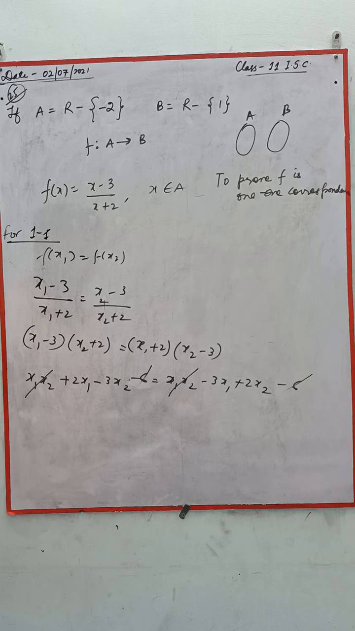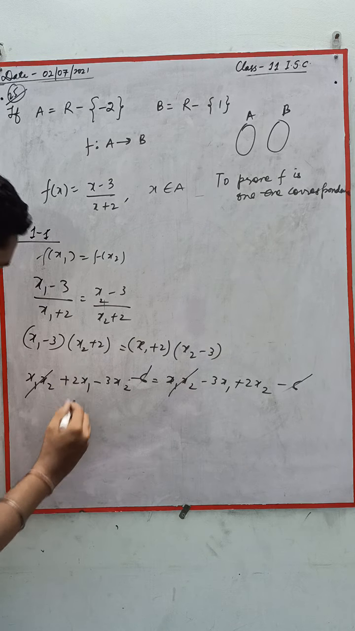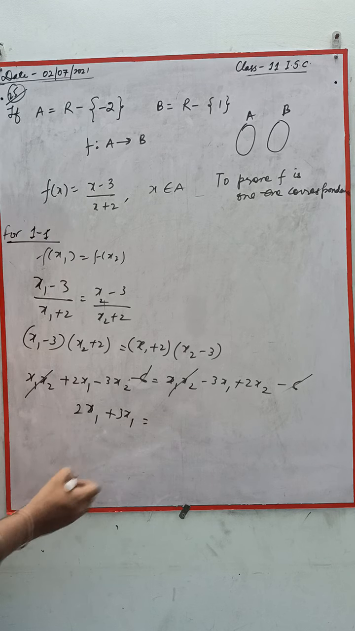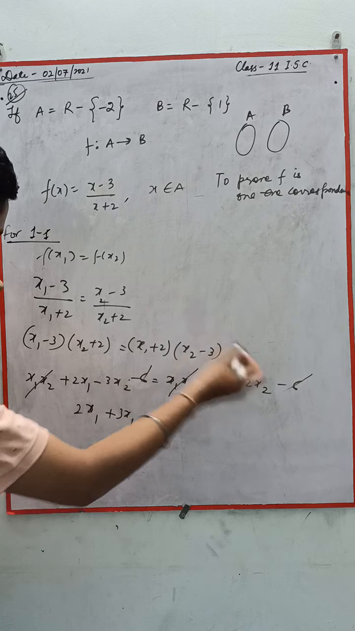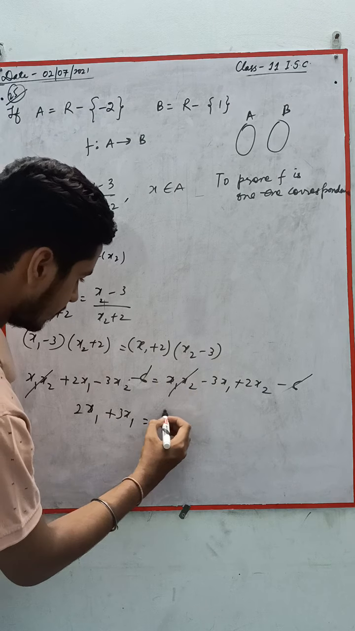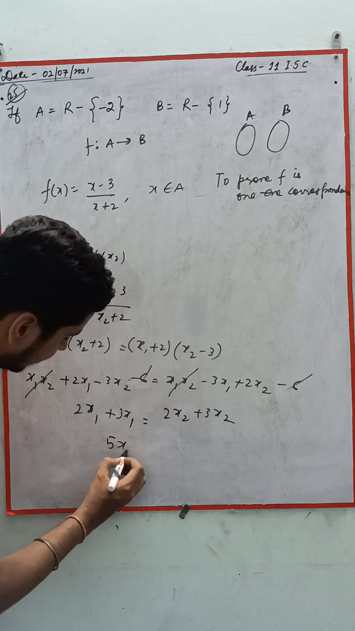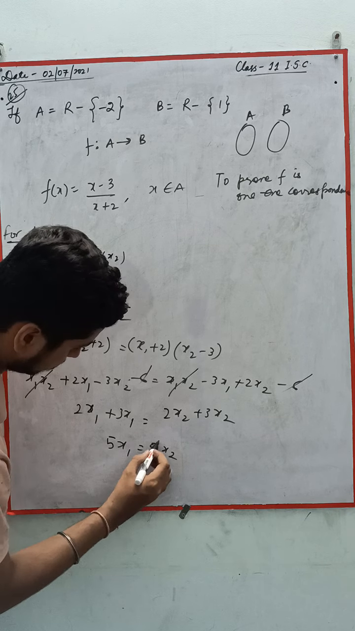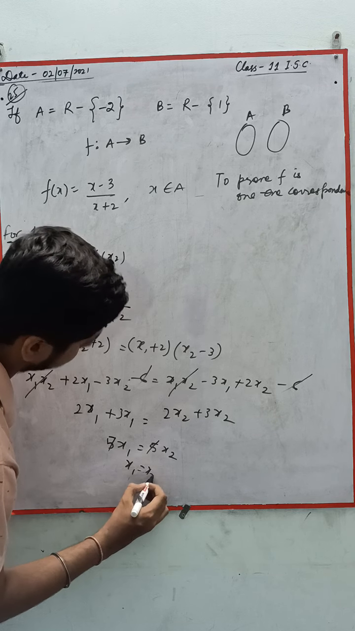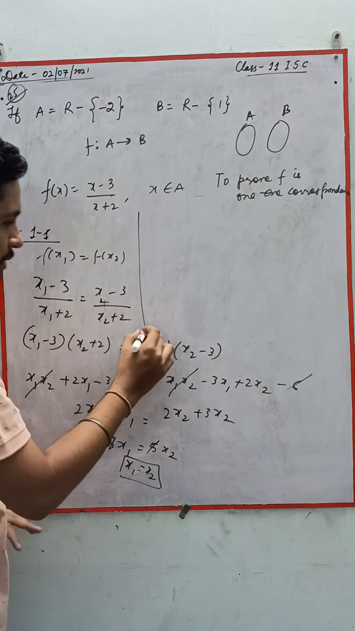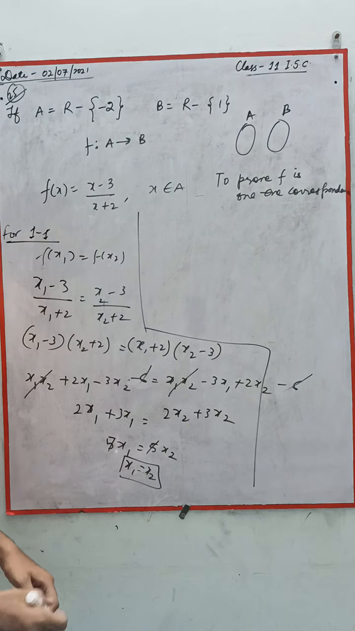Then take this minus this, so 2x1 plus 3x1 equals 2x2 plus 3x2. This is a total of 5x1 and this is a total of 5x2. The 5s cancel, so x1 equals x2. So we got that this is a 1-1 function. I hope this is clear to you. This is a calculation you can easily do, that's not a big deal.